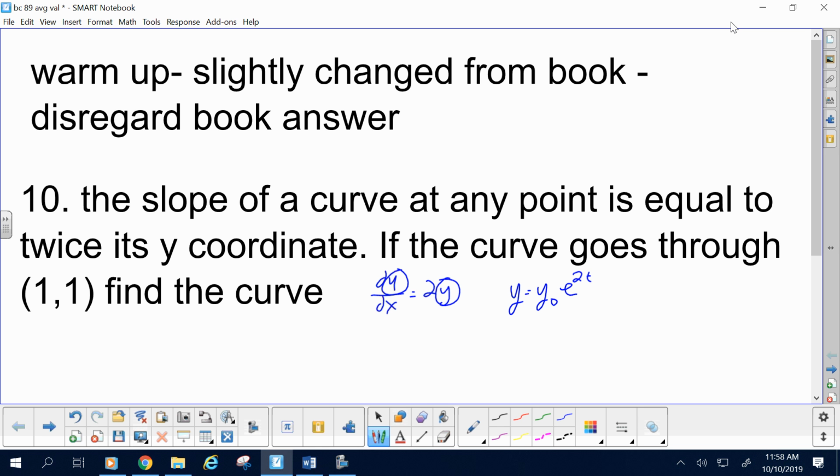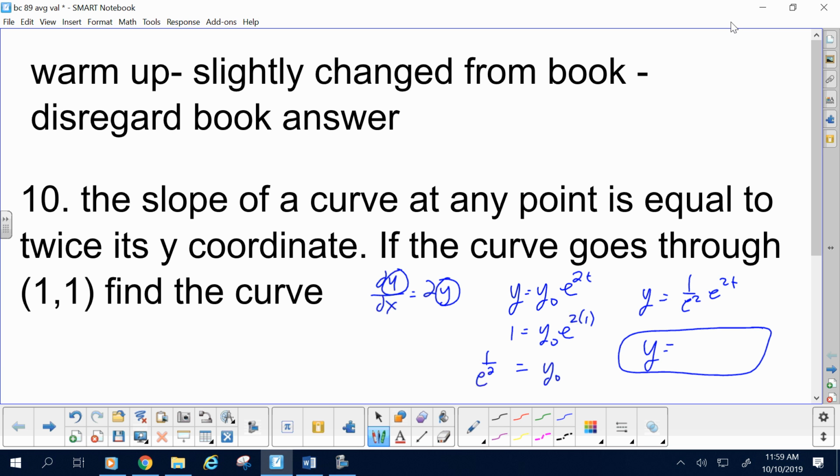If the curve also goes through (1, 1), what does that allow me to find? The y naught, or the t? That allows me to find y naught. So 1 equals y naught e to the 2 times 1. y naught is 1 over e squared. So your equation is y equals 1 over e squared times e to the 2t. You with me? What else could you see as a multiple choice possibly? How else could they write that?